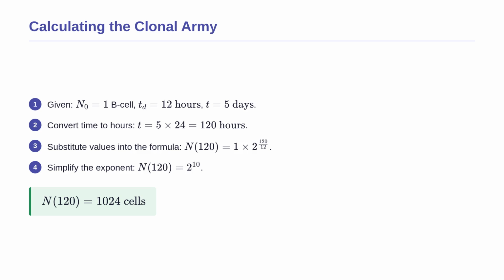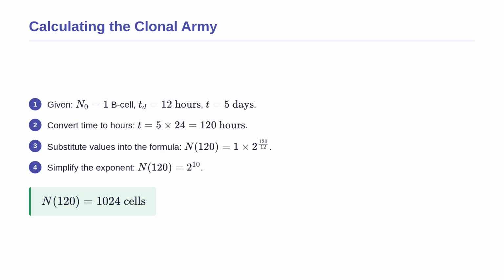Let us see this formula in action with a concrete example. Suppose a single naive B cell recognizes a flu antigen. It has a doubling time of 12 hours, and we want to find the total number of clones after 5 days. First, we must ensure our units match. We convert 5 days into hours by multiplying by 24, giving us 120 hours.